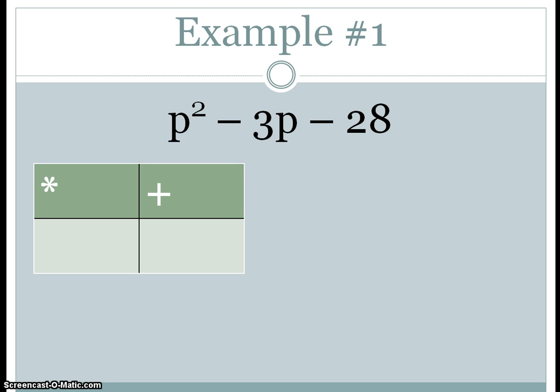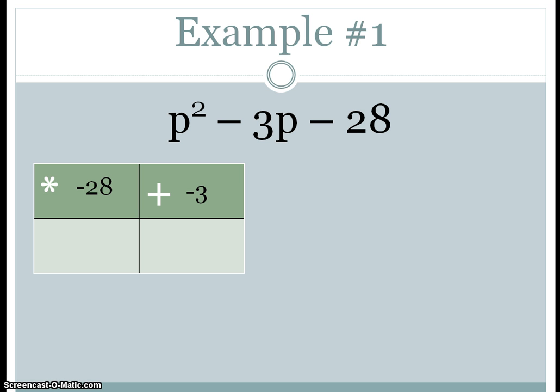We've got p squared minus 3p minus 28. So we're going to be taking a look at the tables that we were doing. Remember, we're going to be multiplying a times c. So in this problem, a is 1, c is negative 28. So when we multiply them, we get negative 28. And on the right hand side of the table, we're going to be putting the value of b. So in this specific problem, the value of b is negative 3.